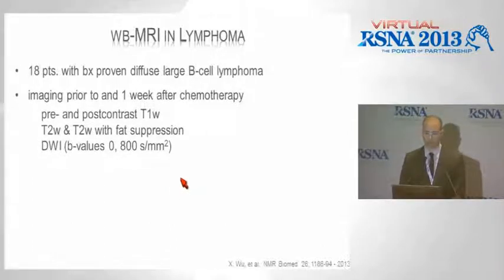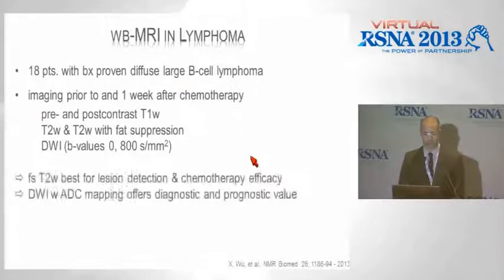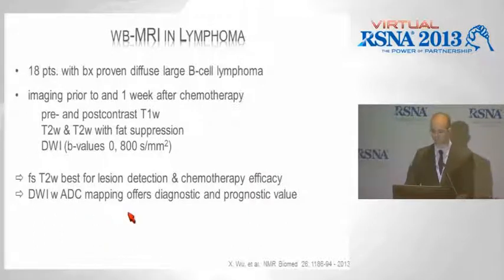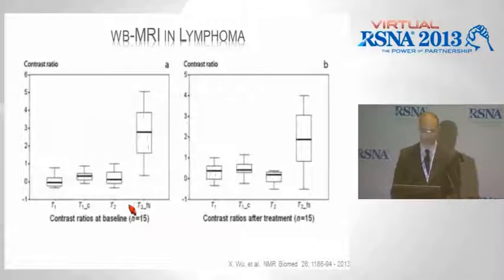So it's diffuse large B-cell lymphoma imaging prior and 1 week after chemotherapy. And they found that the fat-suppressed T2 was actually best for lesion detection and for assessing chemotherapy efficacy. But ADC values offered some prognostic value as well, and we'll show you that. Here's the results. You can see the fat-suppressed T2 outperformed the other sequences based on contrast ratios quite well.